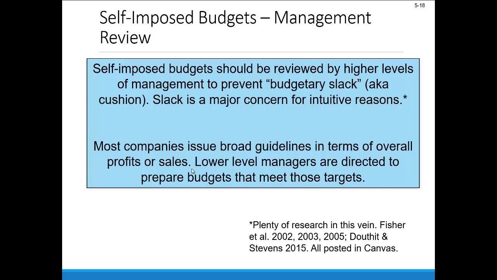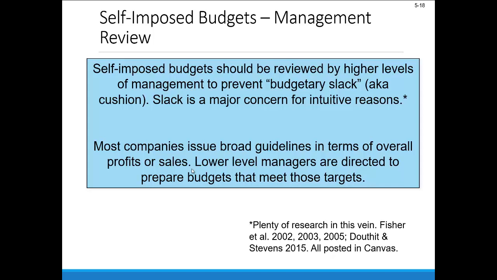Same idea in a budget setting. If you go to a manager and say, what are the total resources you need to run your operations, they're not going to want to give you the bare bones minimum, right? You want to build in a little bit of cushion for some unexpected events or some things that don't quite go right. So a lot of companies issue broad guidelines in terms of overall profits and then expect lower level managers to put their budgets together in a way that would meet those targets, or collectively meet those targets, within a division or within a segment and so on.